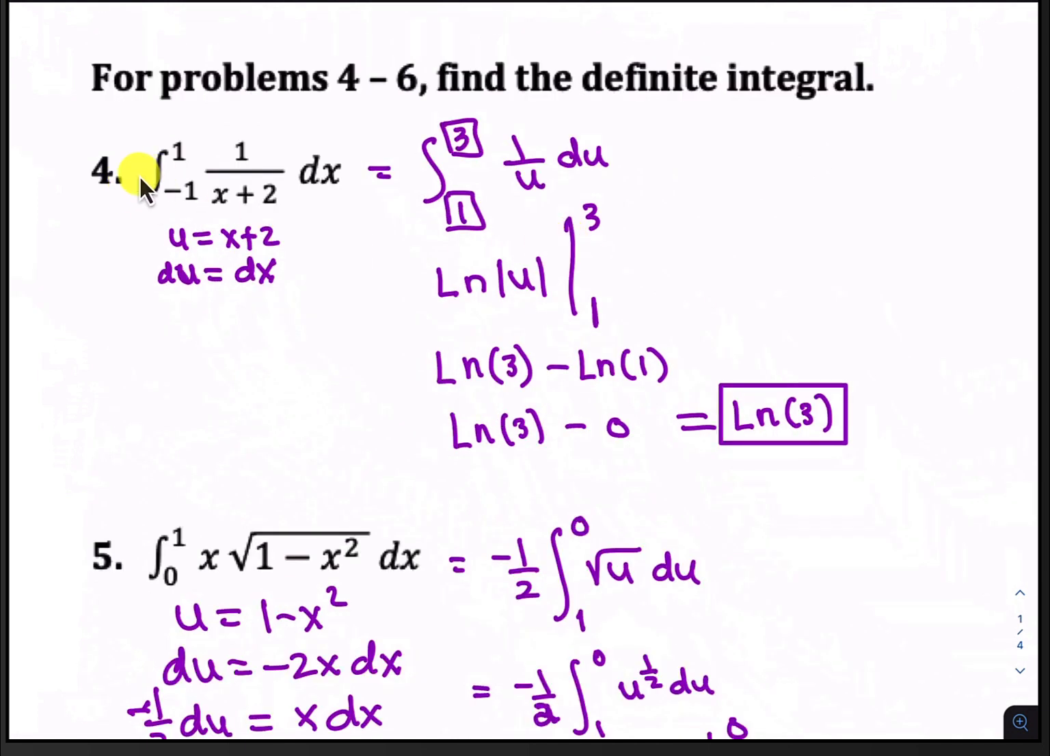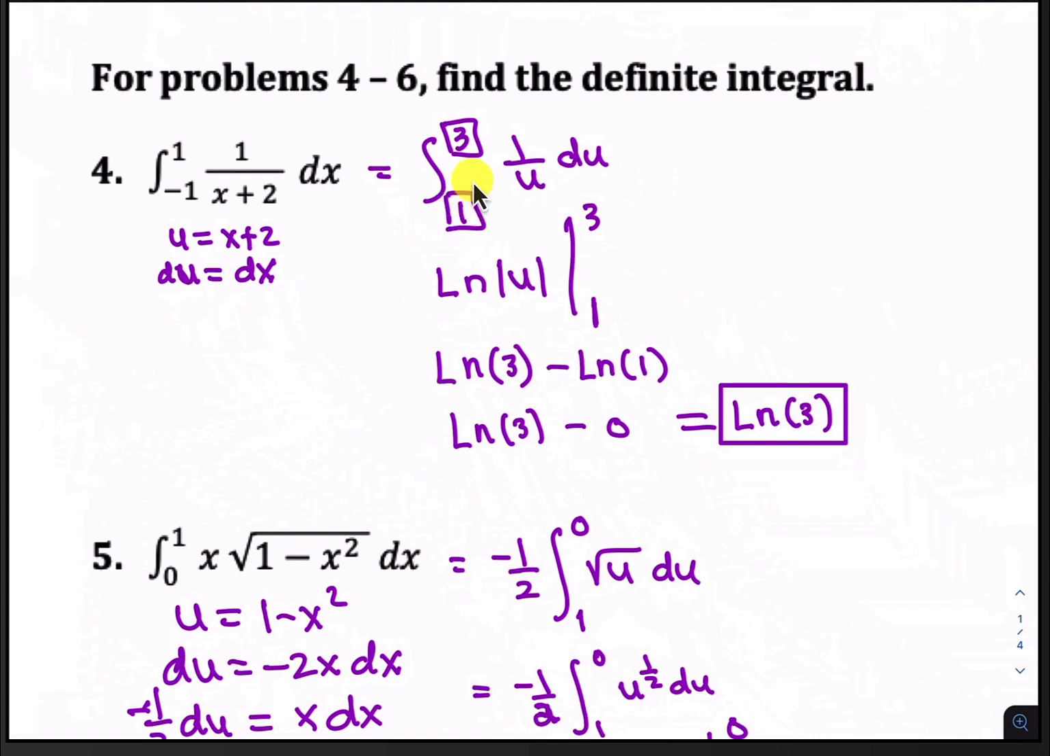In question 4, we're finding the definite integral from negative 1 to 1 of 1 over x plus 2. I'm going to use u substitution, and I'm going to let u equal x plus 2, which means du is going to be dx. So to rewrite the integral, it's the integral of 1 over u times du.